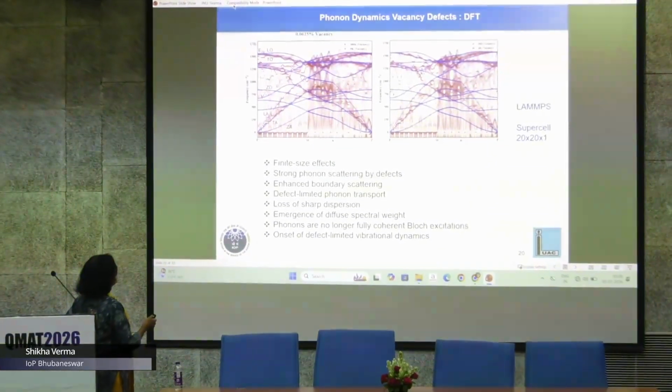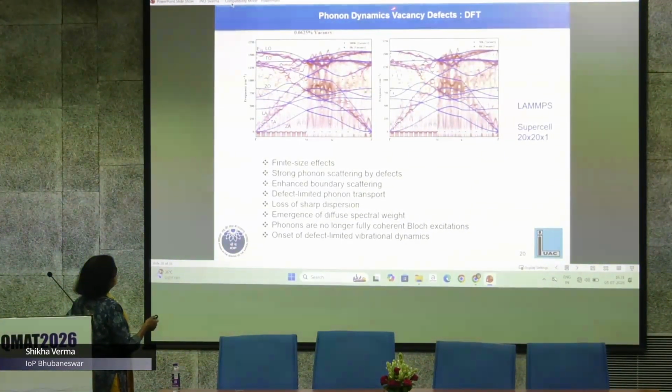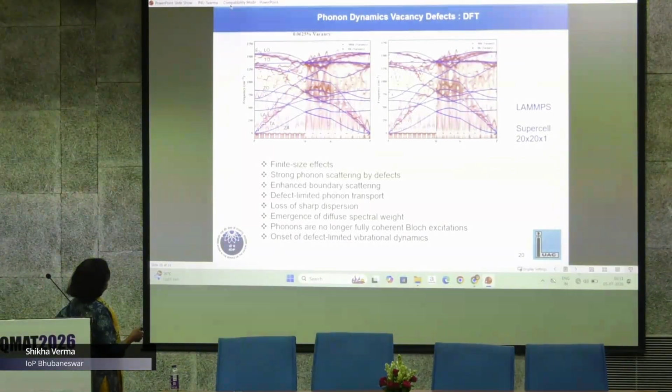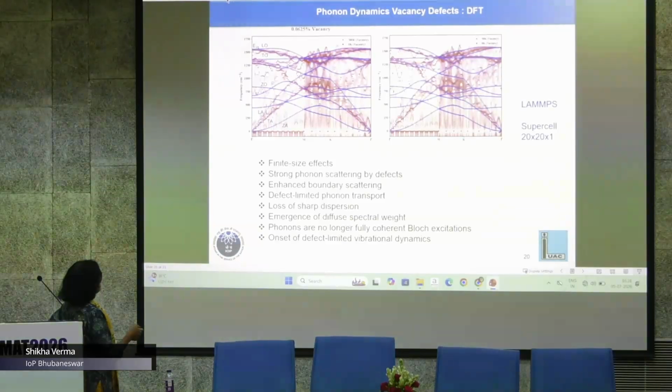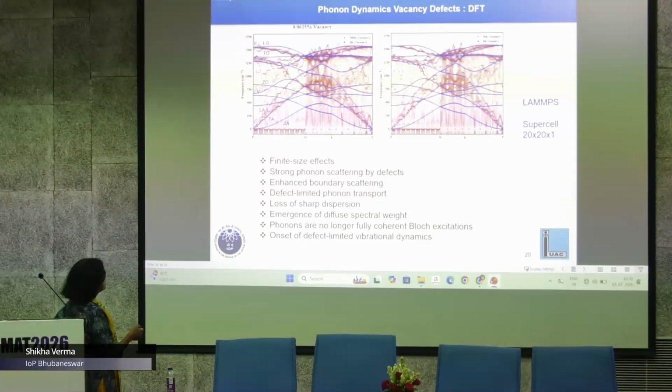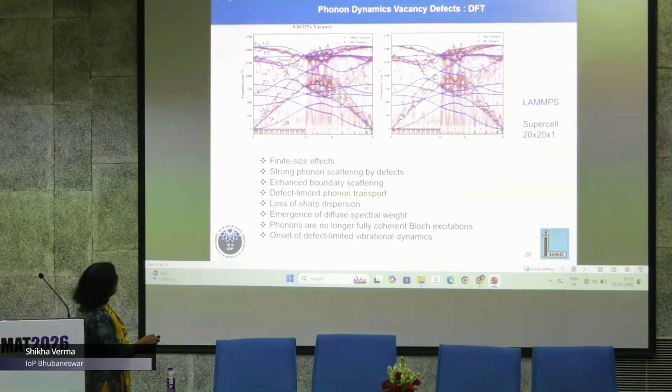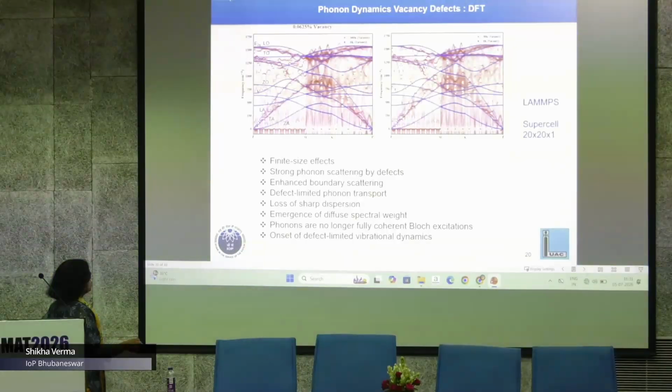And the red is basically the phonon dynamics. Both are phonon dynamics, the blue one also and the red one also. So in the blue one, you see the sharp excitations, whereas the red one is after the phonon dynamics at 0K, and this is at 300K, and this is at 50K, the red one. This has been done using LAMMPS and a supercell of 20 by 20 by 1.